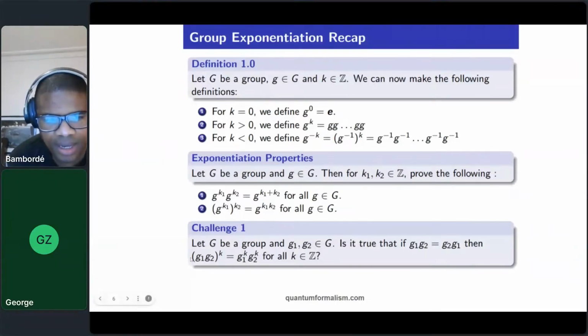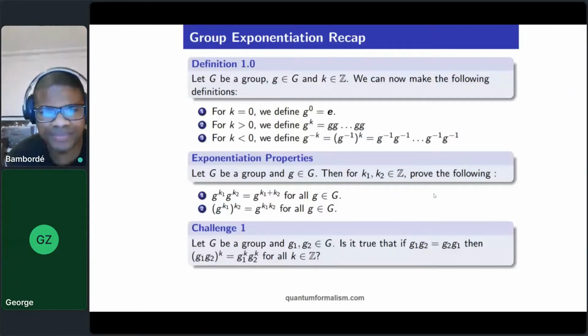And the first challenge I'll make today, as I told you, we'll have a lot of challenges, is this: if you have two elements of the group and they commute, then we have this identity. So I challenge you to try to solve it, whether it's true or not.